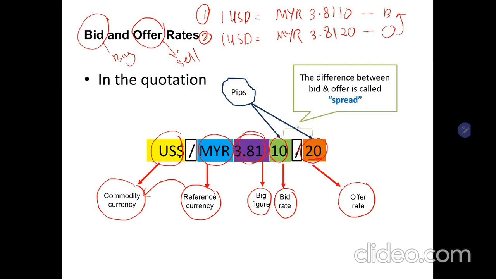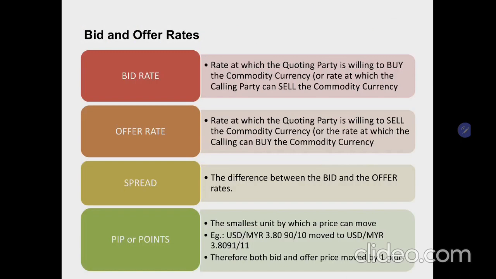So the difference between the bid and the offer, we call it the spread. Normally in a currency quotation, this figure will fluctuate from time to time. It depends on the market condition. The difference between these two, we call it the spread.